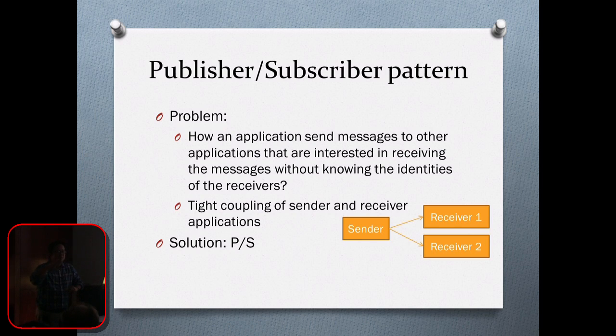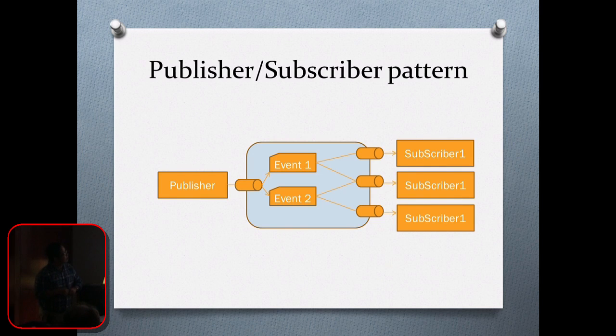Now, the publisher-subscriber pattern solves the problem of tight coupling between the sender and the receiver. The sender doesn't have to create a receiver one object, a receiver two object, and then send to each of them. It just broadcasts, and so there is loose coupling between the sender and the receiver. That is the basic diagram of the publisher-subscriber pattern.